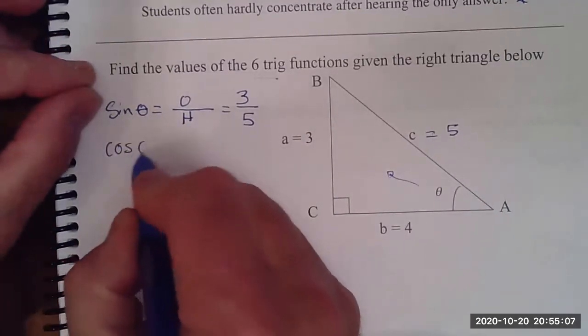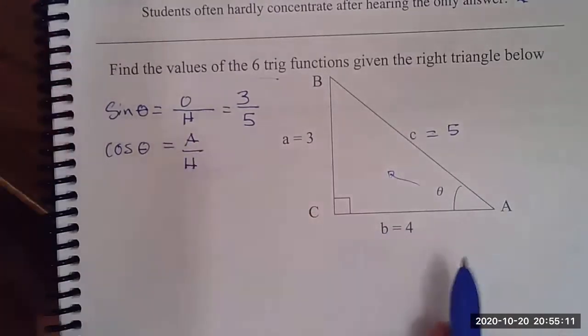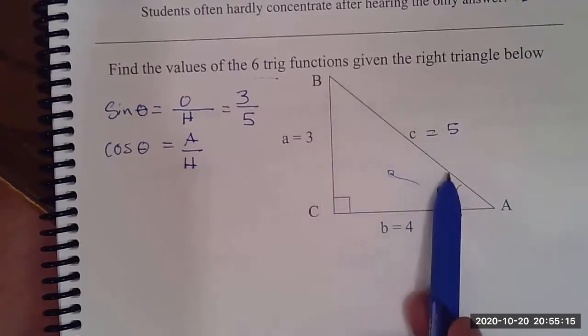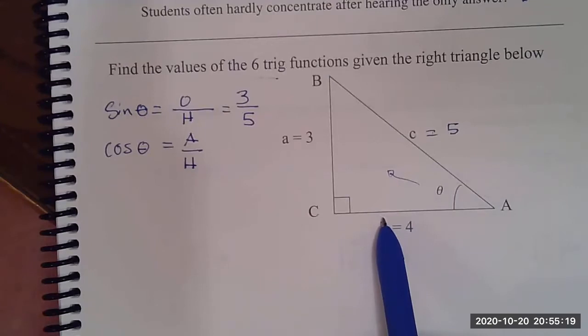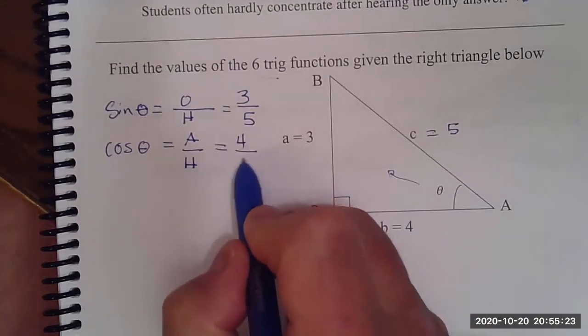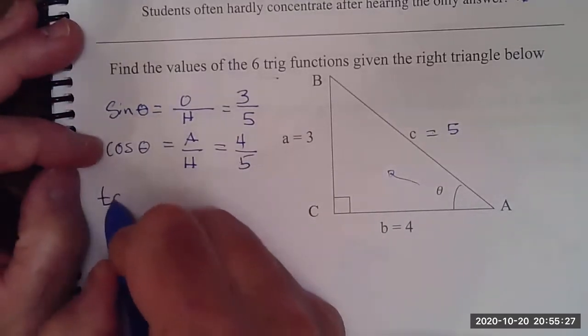Cosine of theta is A over H, so adjacent. Now here's theta. If that's opposite, and the long side's hypotenuse, this has to be the leftover, which is the adjacent side. So 4 is the adjacent, and hypotenuse again is 5. Okay, tangent of theta.